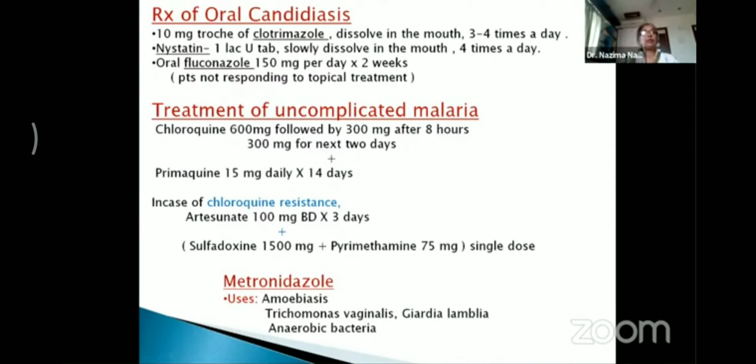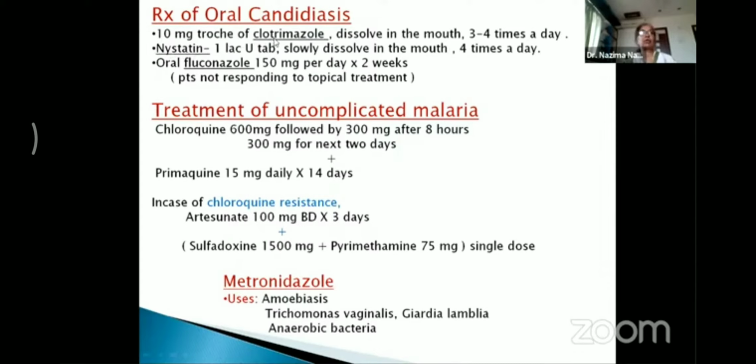Now coming to the treatment of oral candidiasis. You can be asked about a short note on the treatment for oral candidiasis. Here the treatment is mainly topical. We use topical drugs like clotrimazole and nystatin.